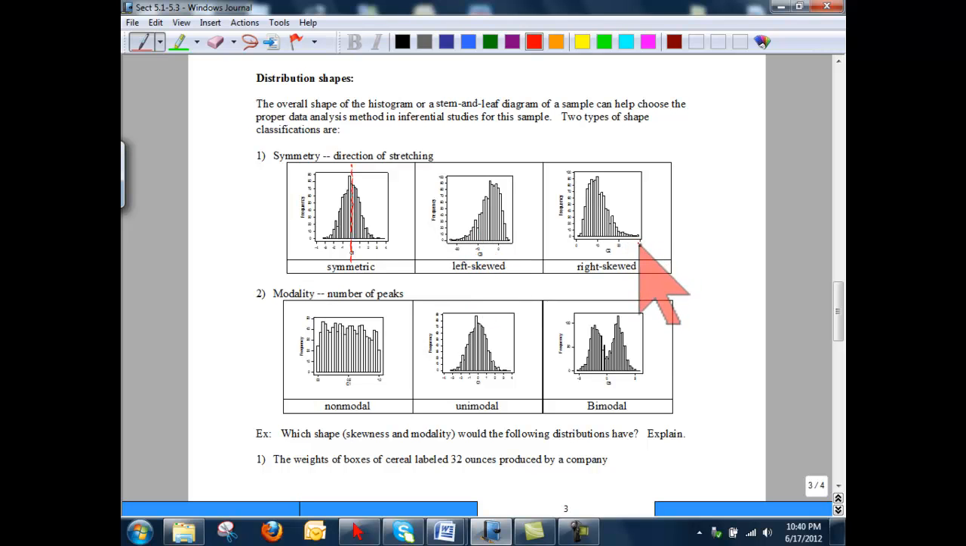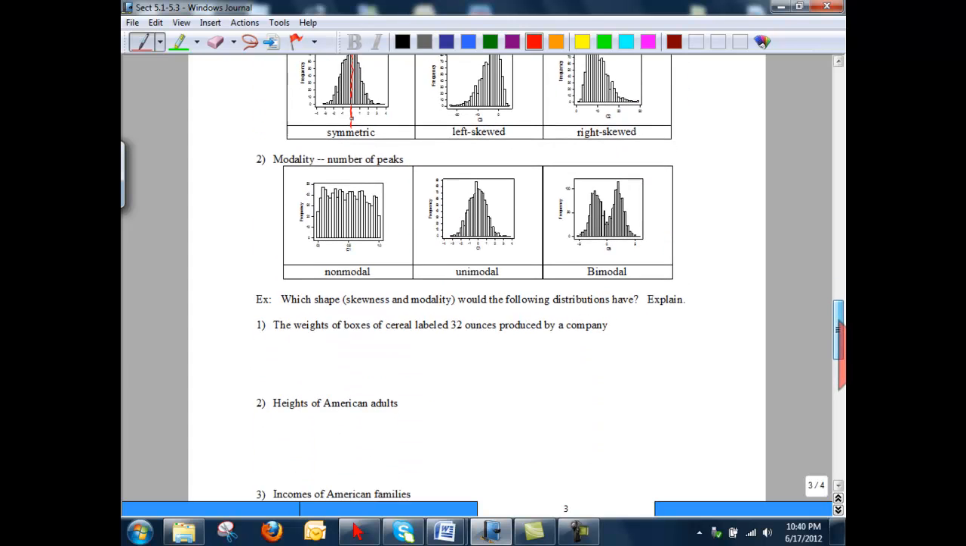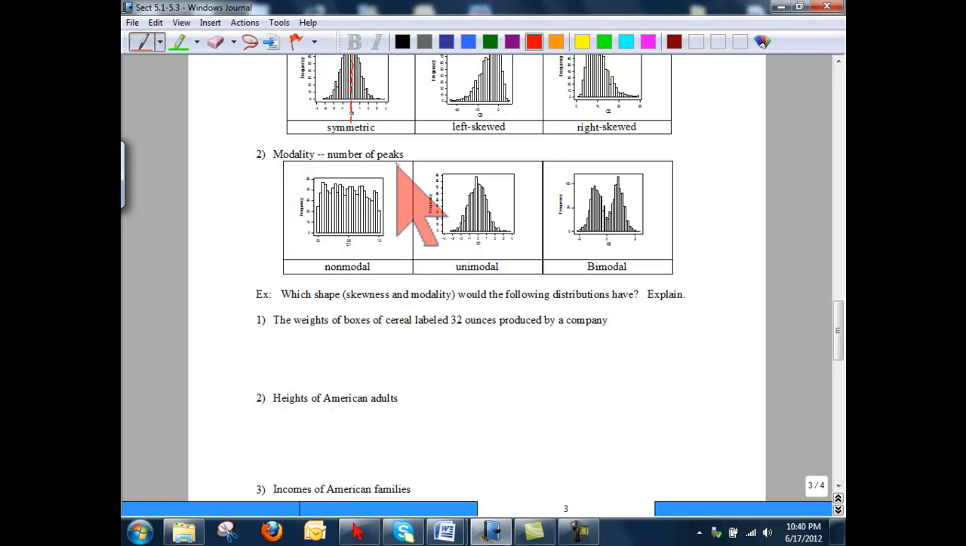Also, we can talk about the number of peaks that a distribution has. So mode refers to the most commonly occurring value, and non-modal means there is no most commonly occurring value. In other words, there's no peak really here overall. The distribution is relatively flat, whereas here is a graph that clearly has a single main peak, and so that's called unimodal, or one mode. And here's a graph that has 2 peaks, a so-called bimodal distribution.